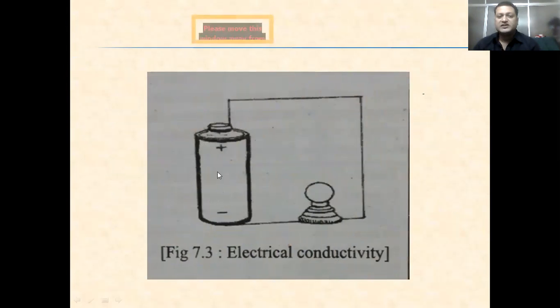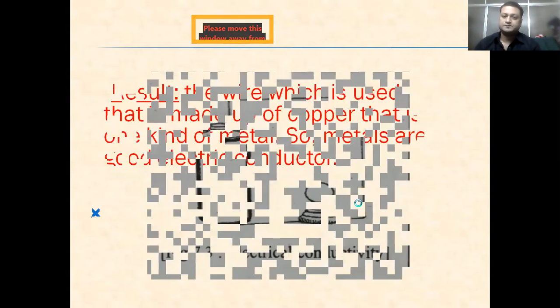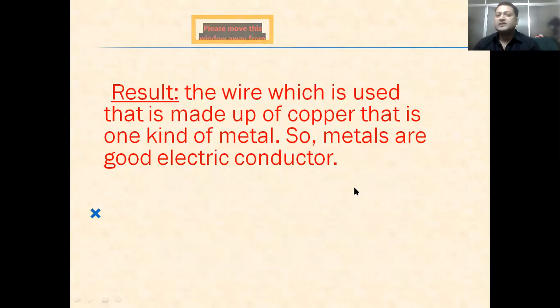If you see these pictures, you can easily understand. See, there is a battery. I will show you. The battery has two portions, one positive charge, another negative charge. When it is attached on the sides, the light will be illuminated. Result: what will be the result at the end? The wire which is used is made of copper, which is a kind of metal. So metal is a good electric conductor. So now it is proved.